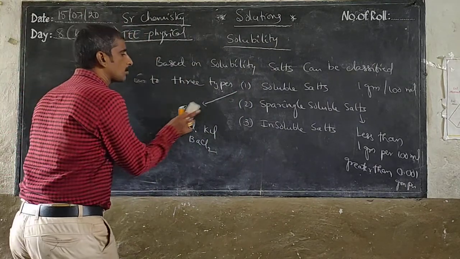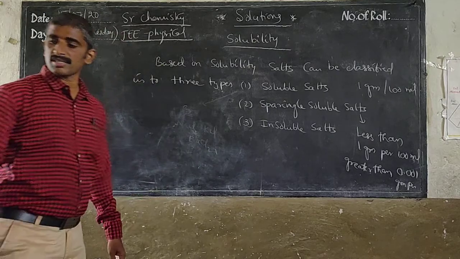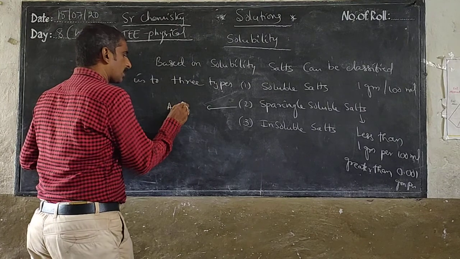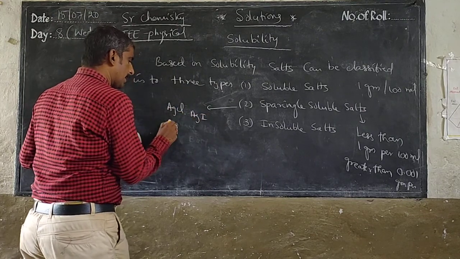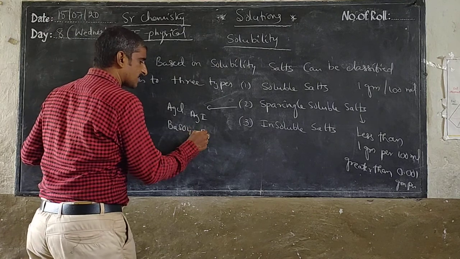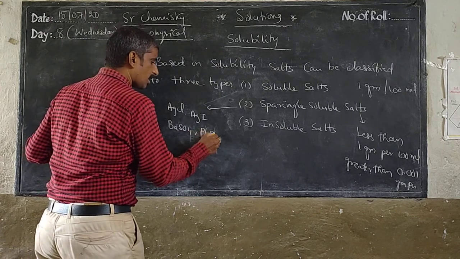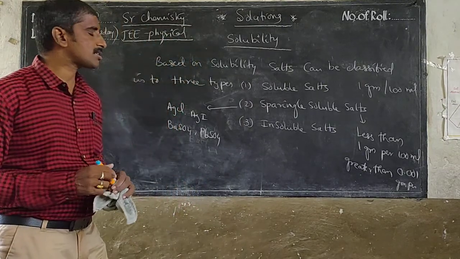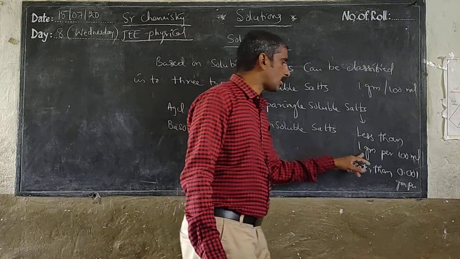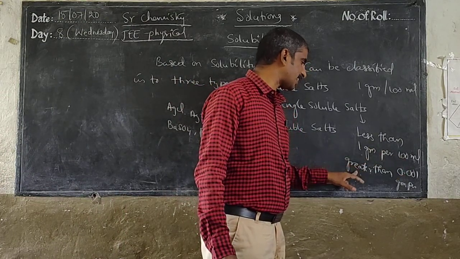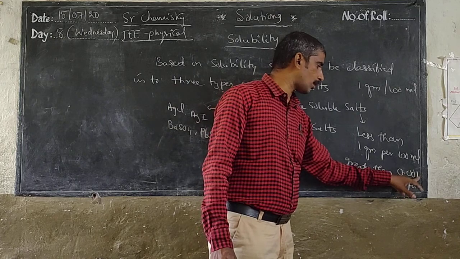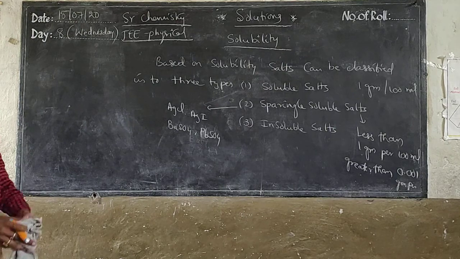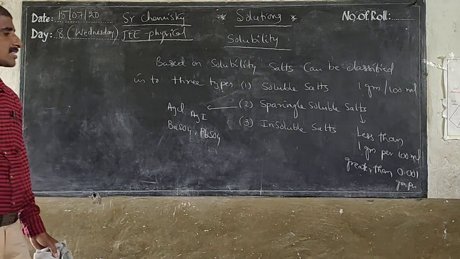Examples of sparingly soluble salts: silver chloride, silver iodide, barium sulfate and lead sulfate, PbSO4. These are all examples of sparingly soluble salts, which have solubility less than 1 gram per 100 ml or greater than 0.001 gram per 100 ml.